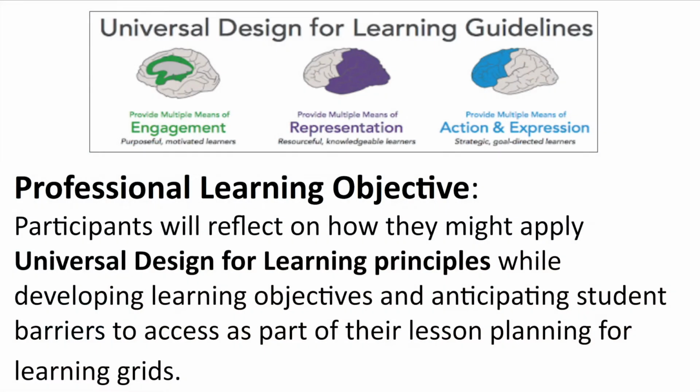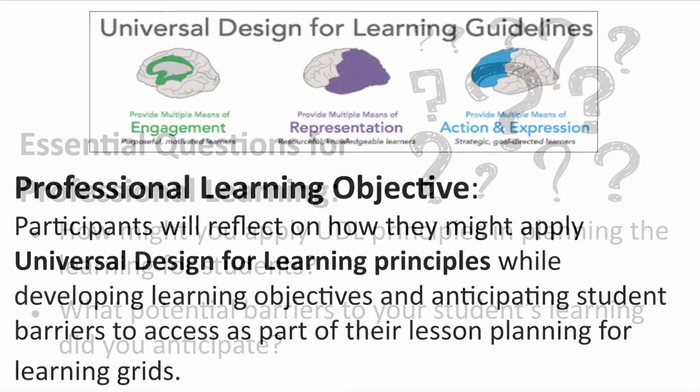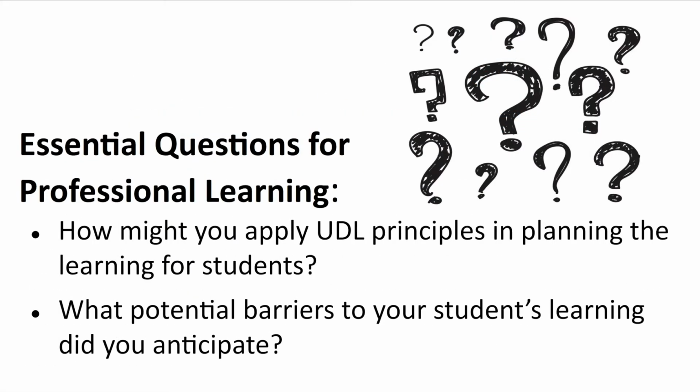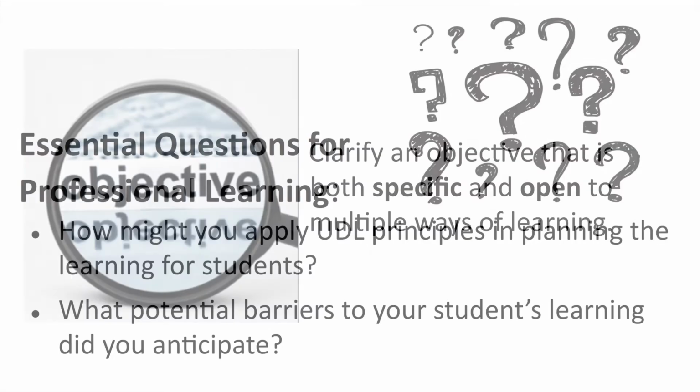The professional learning objective for this week is participants will reflect on how they might apply universal design for learning principles while developing learning objectives and anticipating student barriers to access as part of their lesson planning for learning grids. The essential questions for professional learning are: how might you apply UDL principles in planning the learning for students? And what potential barriers to your students' learning do you anticipate?